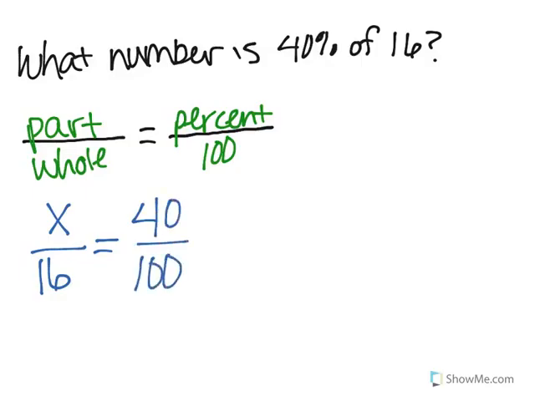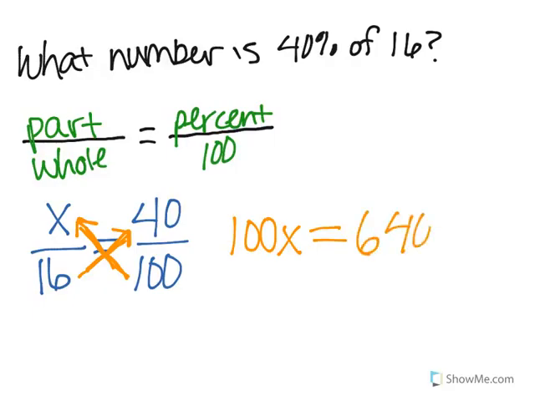Now, the best way to solve these proportions is to do something called cross multiplying. So you're going to go diagonally and you're going to multiply the numbers across from each other. So if we go ahead and cross multiply here and we look at this first arrow, 100 times x is just 100x because we don't know what x is. And then looking at this second arrow, 16 times 40 turns into 640.